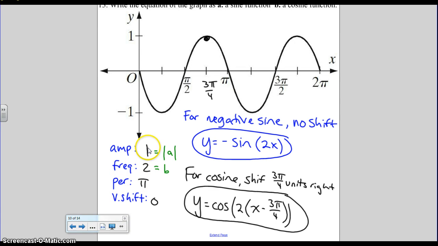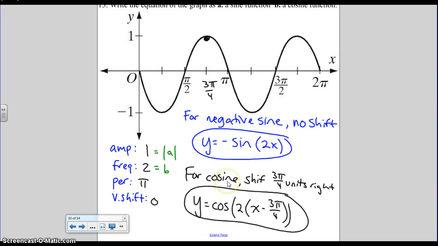Okay, so for this one, amplitude is 1, frequency is 2. Completes 2 full cycles within a 2 pi interval. The period is pi, how long it takes to complete 1 cycle. No shift at all in the vertical direction. Okay? If I'm looking at a negative sine function, that would be my purple dot right here. No shift at all. So I put a negative in front of sine, negative 1 if you like, sine, and then 2 being the b value, x.